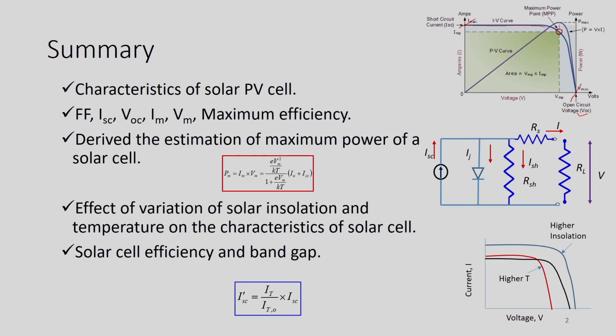Also we have studied the performance parameters of a PV cell, which includes fill factor, which is a function of ISC, VOC, IM, VM. IM is nothing but the maximum current and VM is nothing but the maximum voltage at this point. We also defined how this fill factor can be estimated.